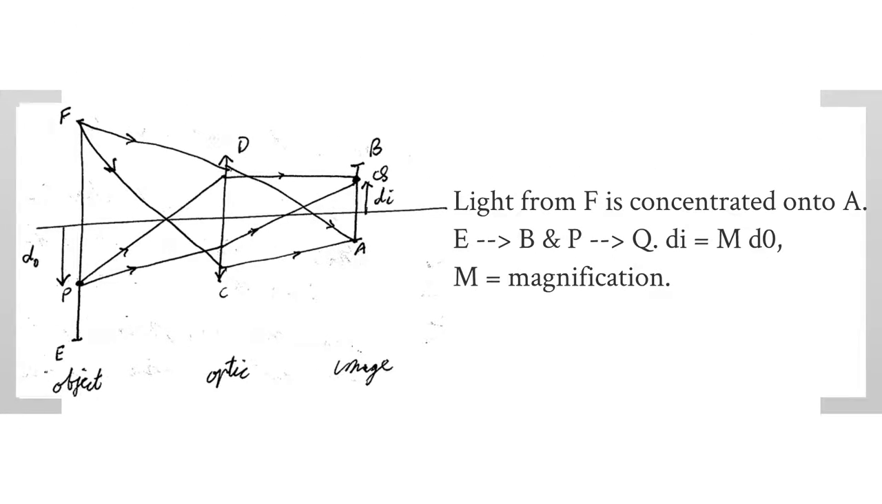Okay. Now let's think again a little bit about how imaging optics works. So let's take three points of an object. The object is noted as EF.